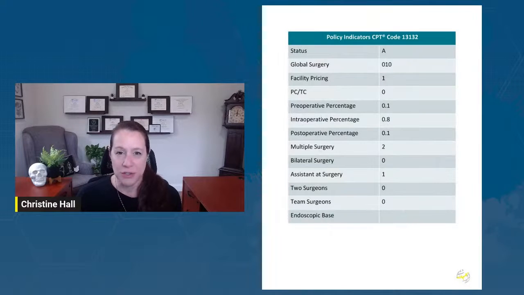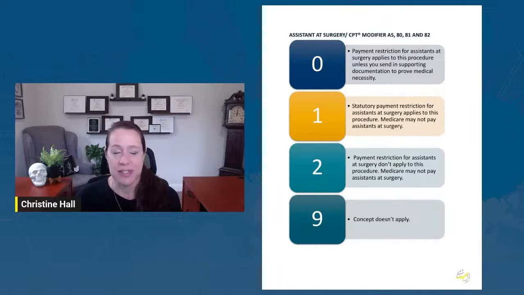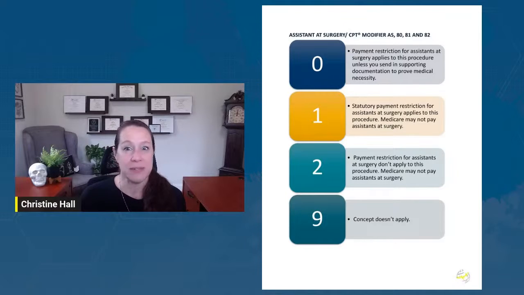Let's go back to our original code. Now, bilateral procedures. You see that bilateral procedures, you're either allowed to do it bilaterally or you're not allowed to do it bilaterally. How about our assistant surgery? Assistant at surgery. So these are your modifiers 80, 81, and 82. Can you use them? That's a great question. Well, it comes down to the indicator that's attached to that CPT code.